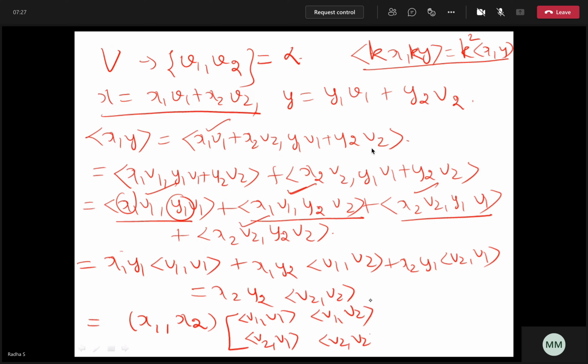This is a matrix, right? Because you know all these inner products are real values. Into y1 y2. So what is this y1 comma y2? It is a vector from R square. What is the coordinate vector of y with respect to alpha?